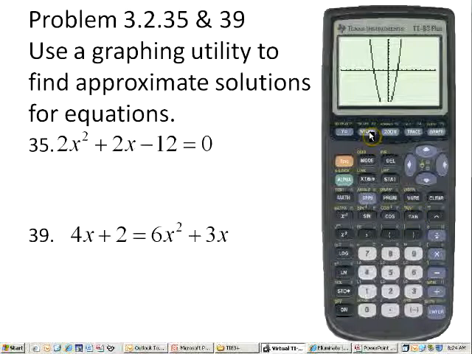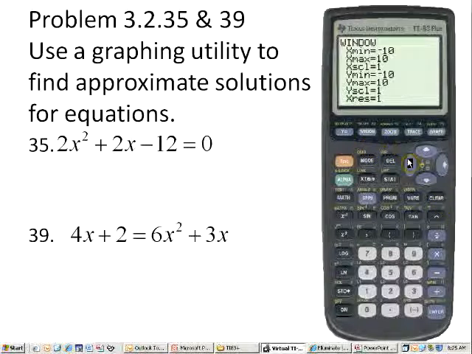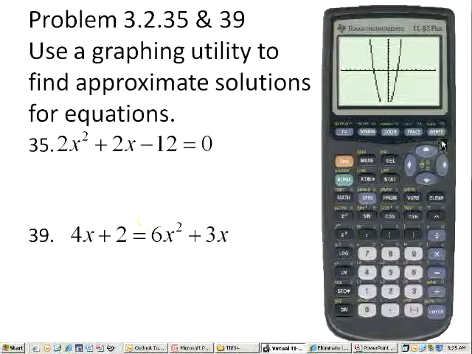Let me show you this window in case you want to use the exact same one I have. Not the one I thought. Anyway, this is the standard window, and we'll just continue using that for now. So let's look at this graph. Since this is equal to 0, the solutions are going to be the same thing as the zeros of the function. They will be the same thing as the x-intercepts.